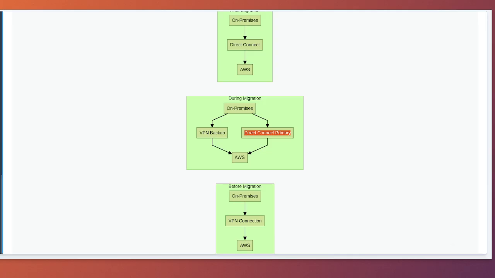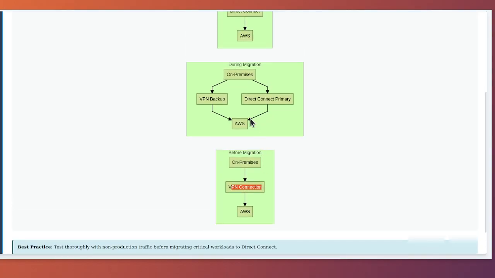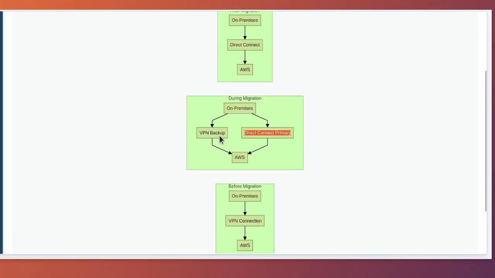The diagram shows this parallel migration strategy. Initially, all traffic flows over the existing VPN connection. You establish the Direct Connect connection in parallel. During the migration phase, you configure routing to prefer Direct Connect, but keep the VPN as backup. You can split traffic, sending some workloads over Direct Connect and others over VPN initially. Once fully migrated and stable, you can optionally decommission the VPN or keep it as a permanent backup for high availability.